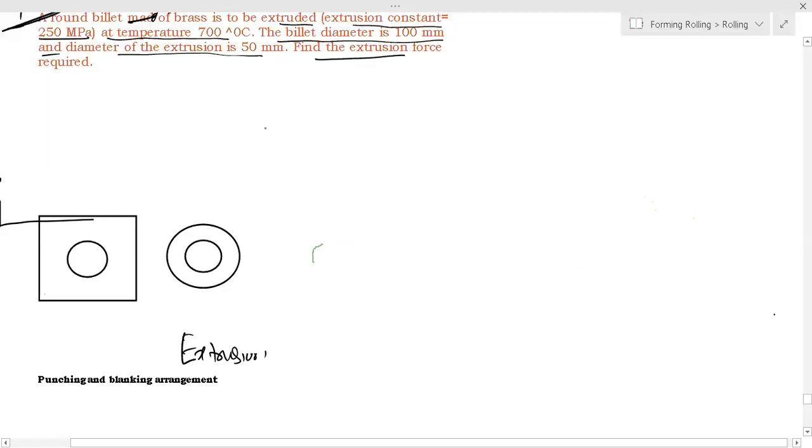Now I am discussing the punching operation. Punching and blanking.